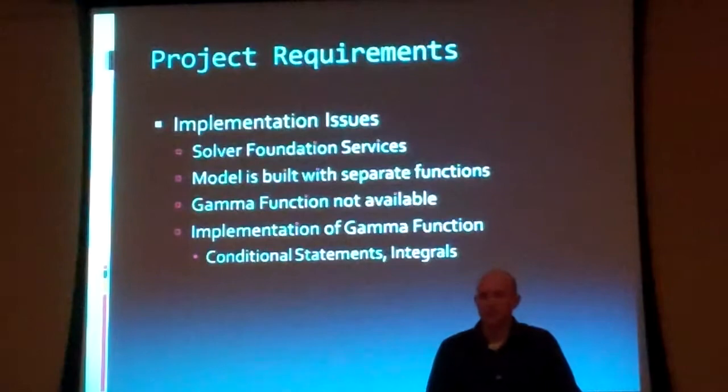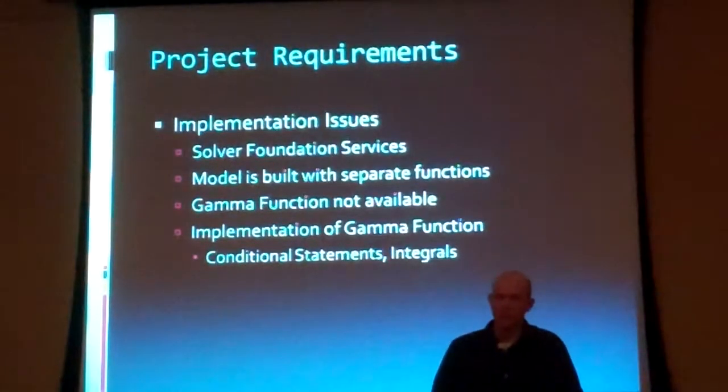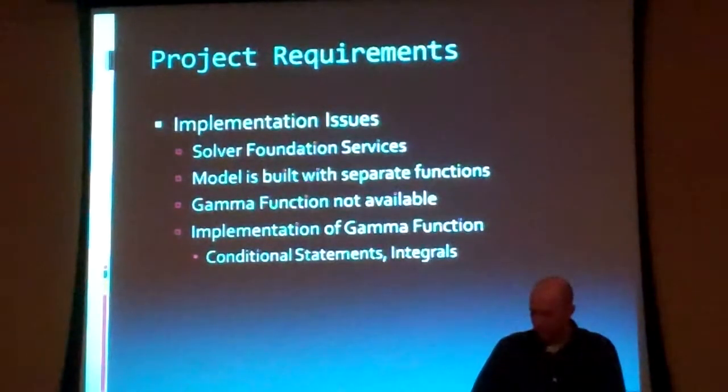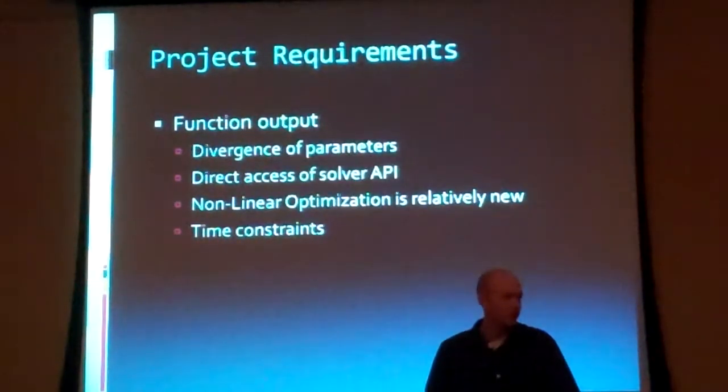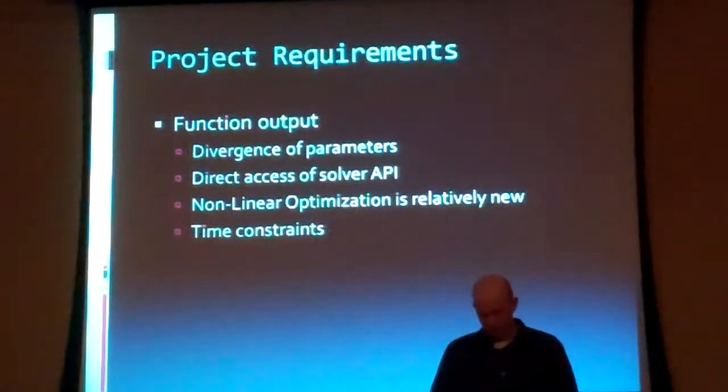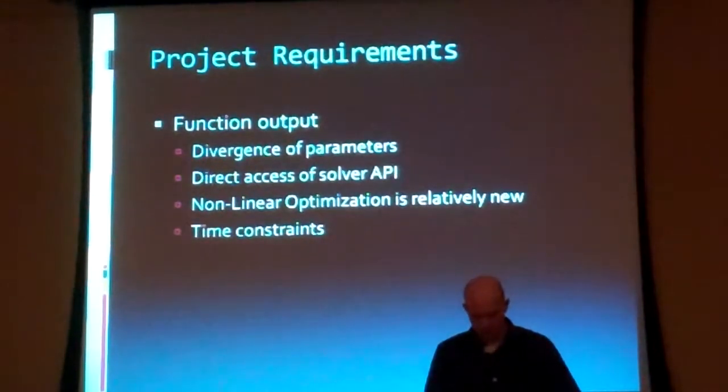Another issue is that we implemented the functions that we could implement. Almost half of them were coming up with the wrong answers, even when we gave it the correct starting point, so it diverged away. In order to continue with the Microsoft Solver Foundation, we would have to bypass the abstract layer that it provided and go directly to the solvers, accessing their direct API. And I looked into this.